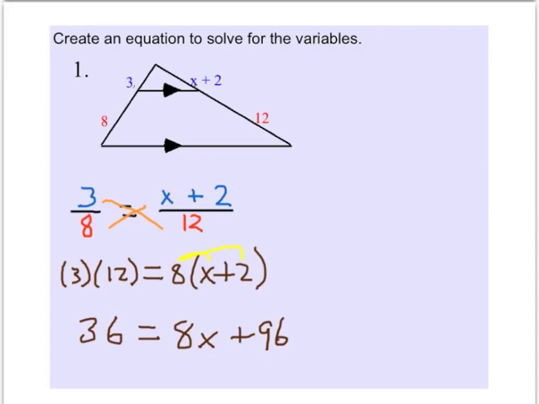And now we'll subtract 96 from both sides of the equation. Wait a minute. 96? That's incorrect. 8 times 2 is 16. So if we subtract 16 from both sides, then we get 8x is equal to 20. Dividing by 8 on both sides gives you that x is equal to 20/8, which both are divisible by 4, and so we get 5/2 is our value of x.